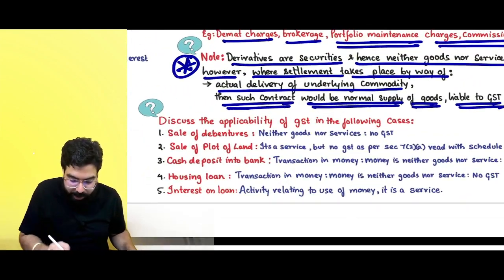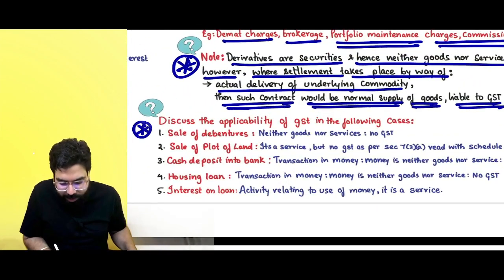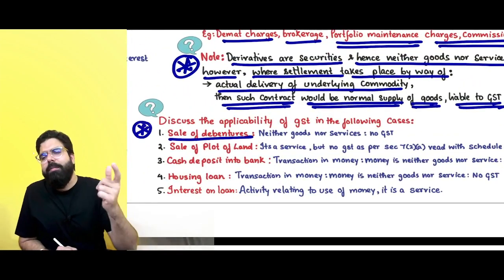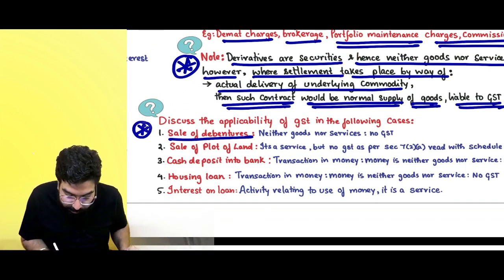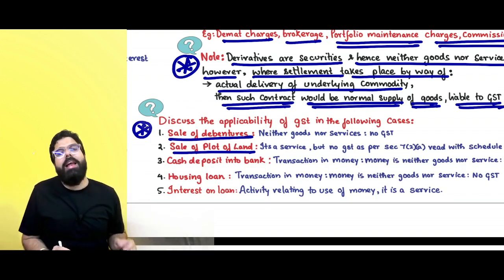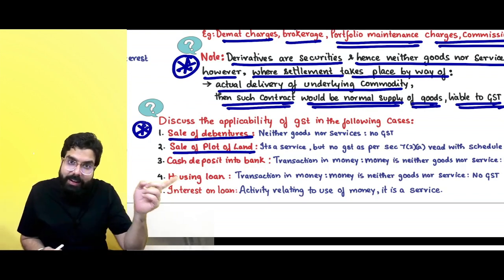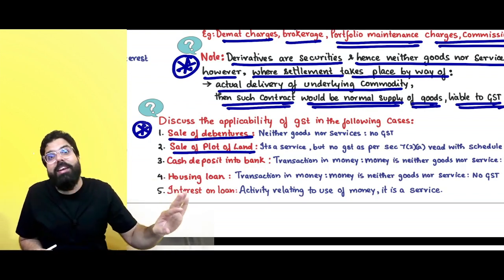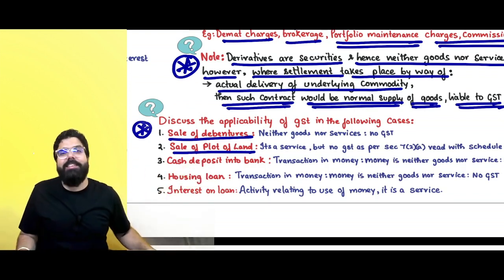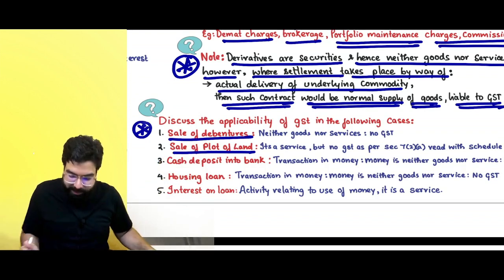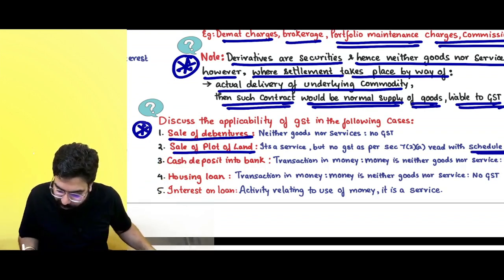Done, sir. Point is clear. There are some small questions. Sale of debentures: debentures are neither goods nor services because they are securities. Sale of plot of land: land is immovable property, but when we read the next chapter, supply, you will see that the supply of land is neither supply of goods nor supply of service. It is told in Schedule 3.